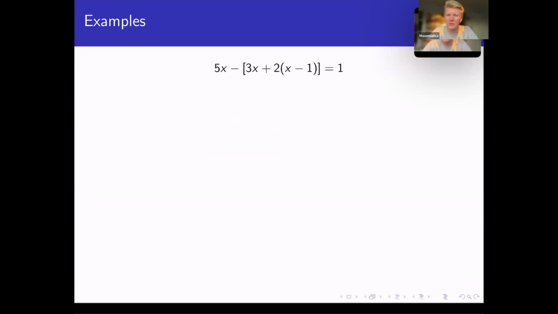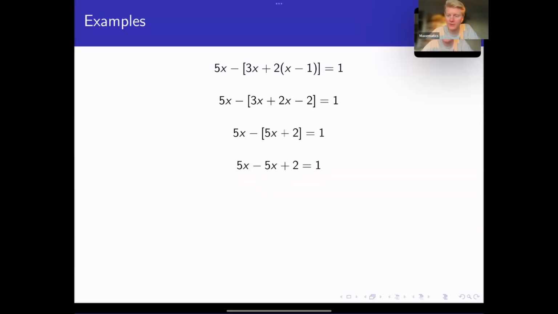Okay, well, let's see what the opposite would look like. All right, lots of parentheses. Let's take care of this innermost one. Let's distribute 2. Let's combine like terms 3x plus 2x. And let's distribute this negative sign to 5x and negative 2. Well, we can combine like terms and say 5x minus 5x is, oh, that goes away. And we get 2 equals 1.